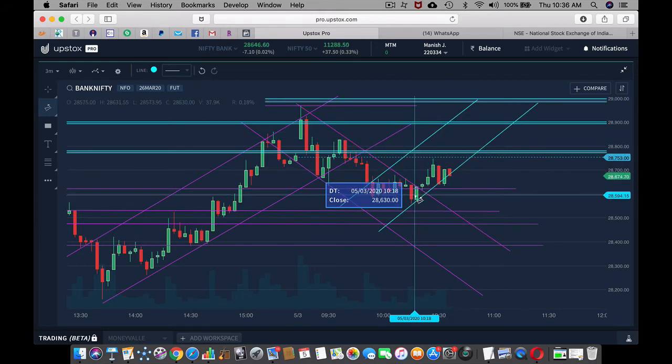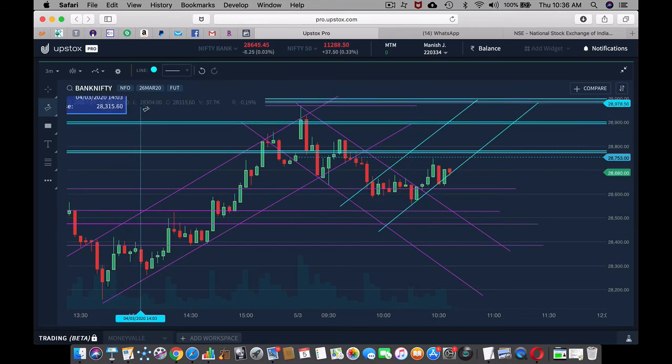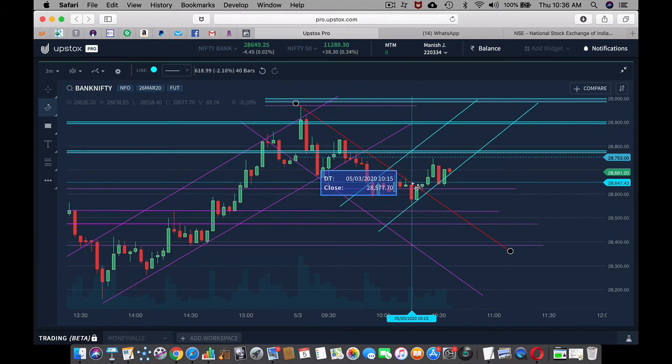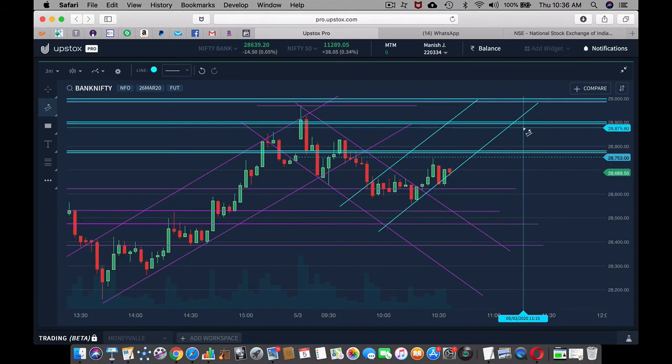Still, if it is a long position, the stop loss is the low of this candle, and the low of this candle is 28,000. You can look at here. So the low is 28,558. Right, it's going up. It's going up.